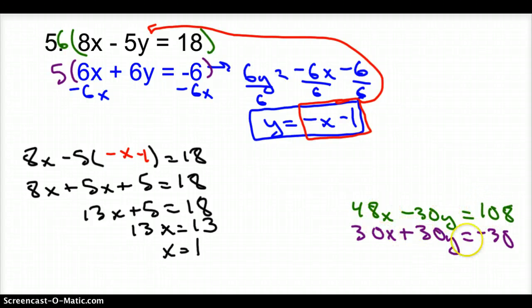And so now you could just go on from here. You could cancel those out, keep going, and then hopefully you would find out that x is still 1. So you can do it both ways. You can solve for a variable, or you can eliminate. It's totally up to you. You should come up with the same answer.